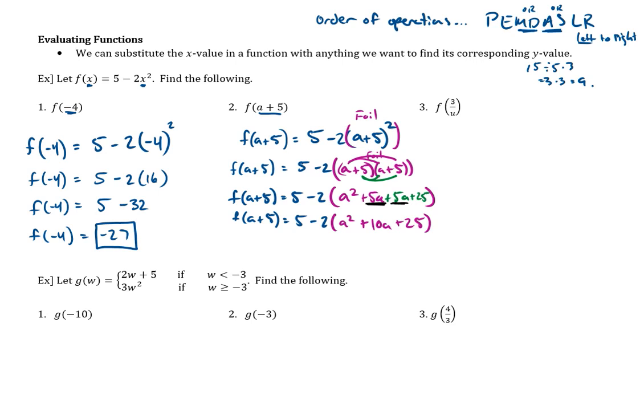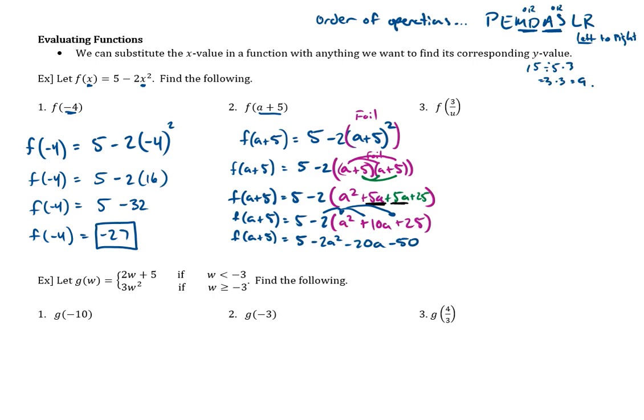Okay, so this is what it looks like. And now we would distribute one more, distributing this negative 2 through the 3 terms. So we'd have f of a plus 5 equals 5. And then careful of the negative. So the negative distributes and it will change the signs. So minus 2a squared. Negative 2 times 10 would be negative 20 and then attach the a. Negative 2 times 25 would be negative 50.